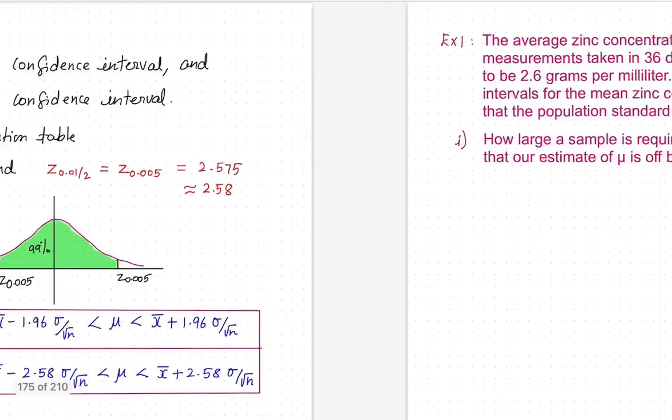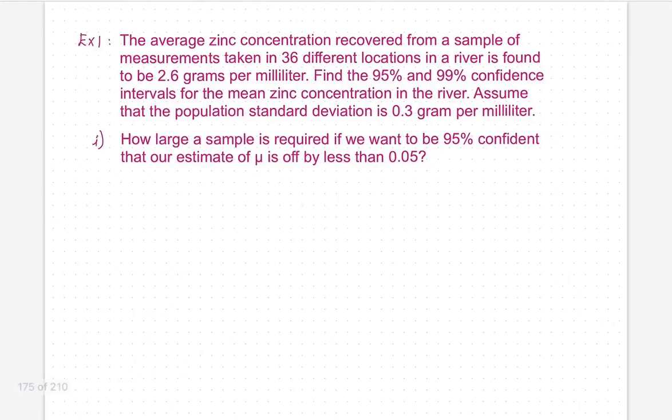Let me take one example. Read this question. The average zinc concentration recovered from a sample of measurements taken in 36 different locations in a river is found to be 2.6 grams per milliliter. That is the average zinc concentration. So the sample size n is 36, and x bar is 2.6.